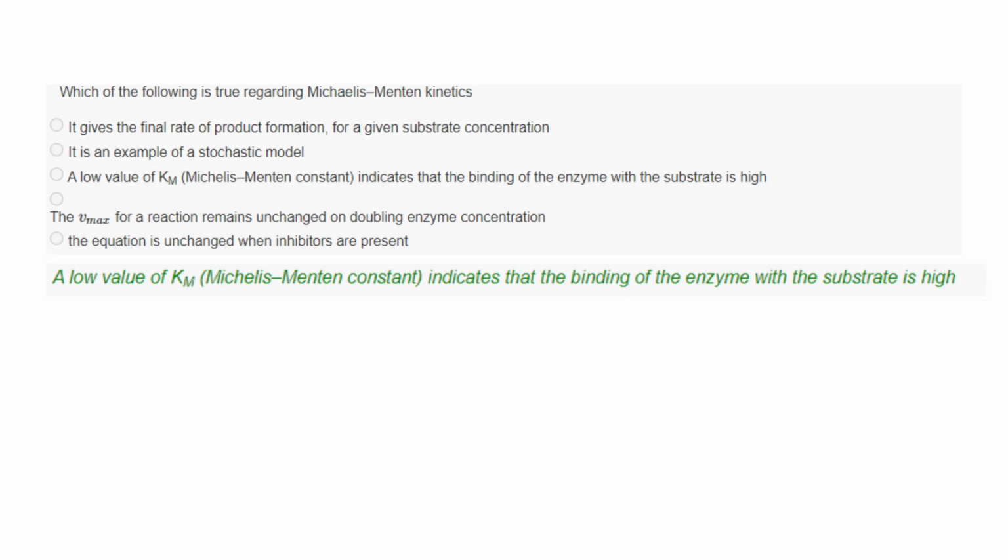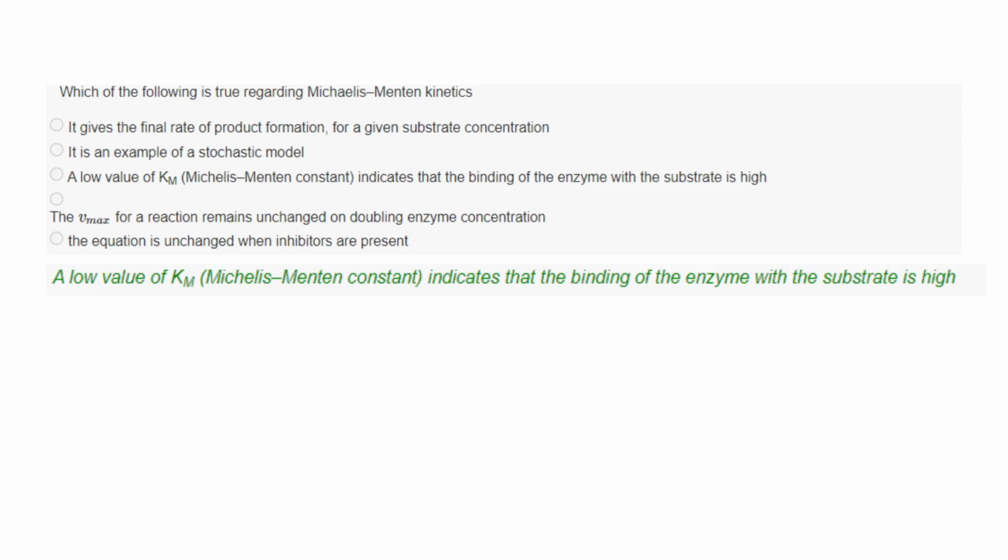So yeah, a low value of Km corresponds to a low value of Vmax by 2. So basically the reaction speed is increased with the binding of the enzyme and the substrate because it is very high. So the low value of Km will indicate that the binding of the enzyme and the substrate is very high.